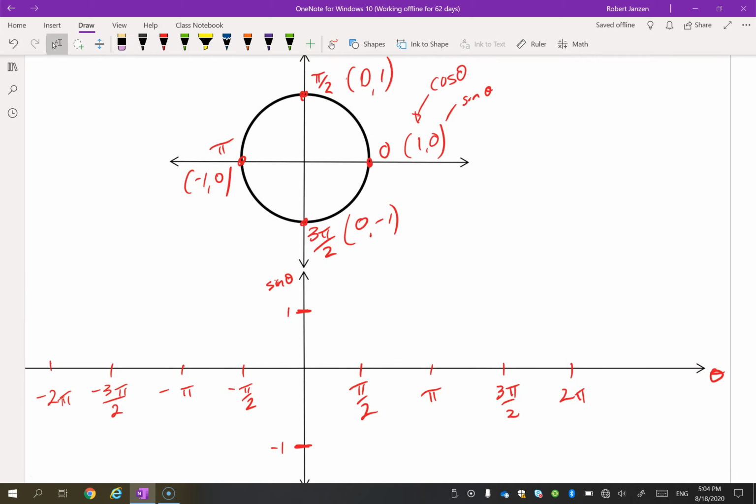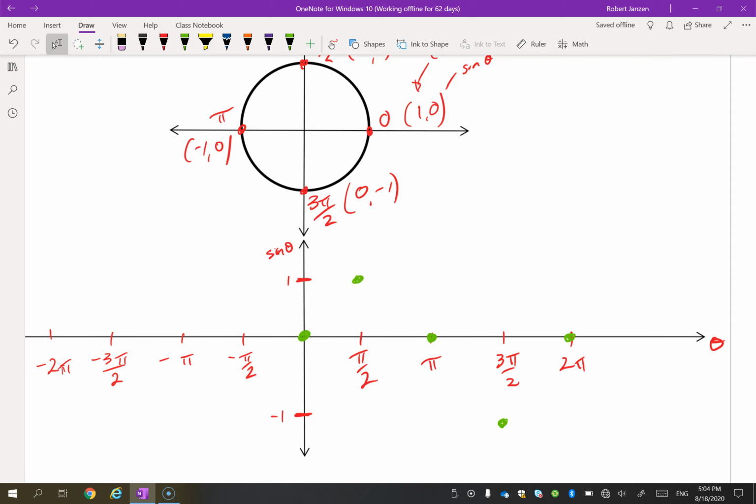Looking at our points, at 0 radians, sine is 0. So that's going to be this point right here. At pi by 2, sine is 1. At pi, sine is 0. At 3 pi by 2, sine is negative 1. And at 2 pi, it's 0. Now we're going to try to graph this. We could put some more values in here. You could figure out what is pi by 6, pi by 4, pi by 3. We could figure out all those values, but we don't need to.